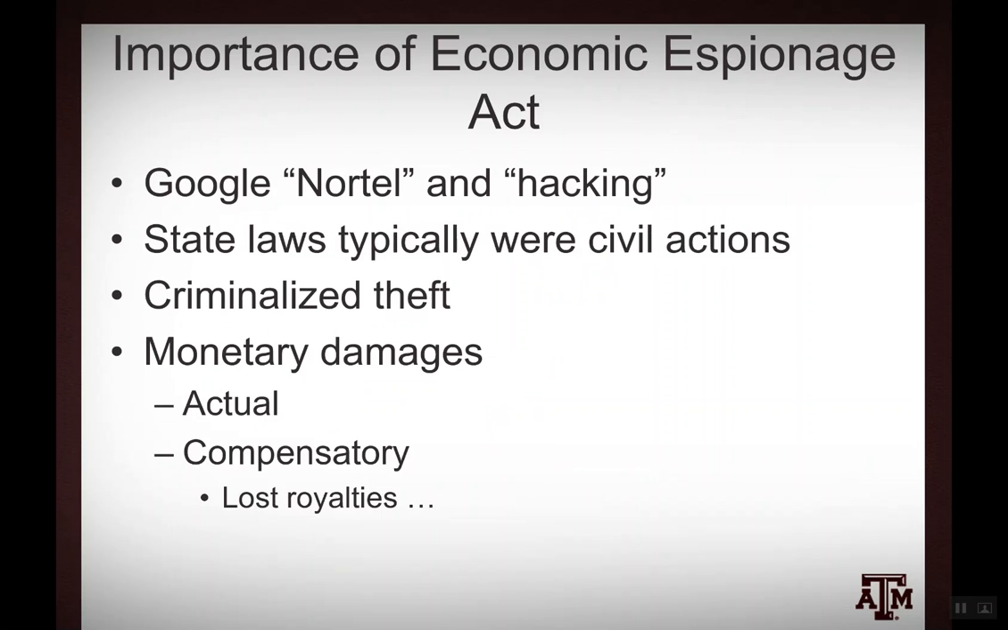Your defense is going to be, yeah, we didn't steal it, but okay, if you want to say we stole it, you would have made $100. Here's $100, now go away. So there's this whole field of how you calculate actual damages and compensatory, which includes lost royalties and the like. But that's very complicated. So again, you're talking about long-term civil litigation.